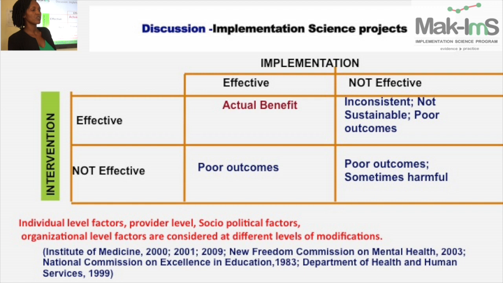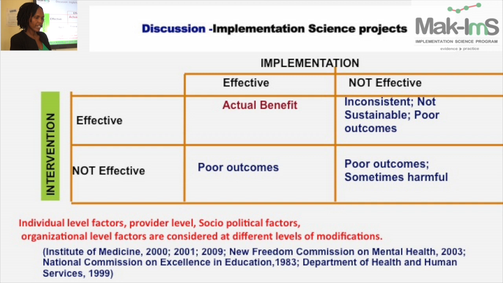at the different points in the implementation period, let us keep an eye on, you know, is the implementation strategy still, what is happening at the delivery point, what is happening with the intervention itself, are there any modifications that are required, are there any changes, are there any contextual factors that are coming into play that we need to think about, because even when you have an intervention that is very effective, as long as the implementation is not effective, then you're going to get inconsistent, non-sustainable, and poor outcomes. So those need to remain at the back of our mind.